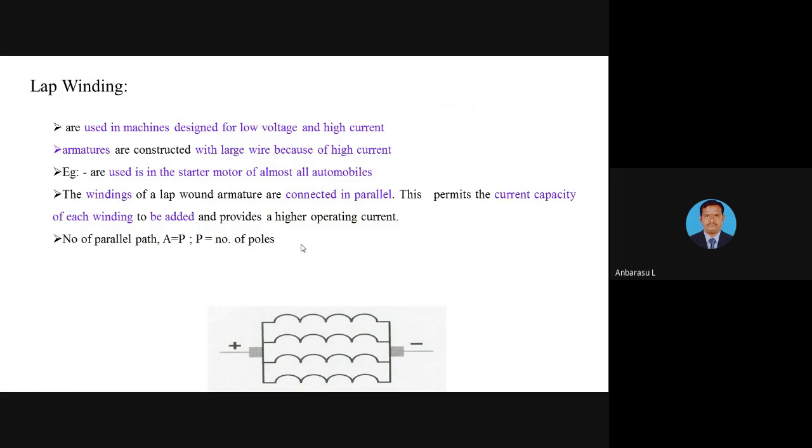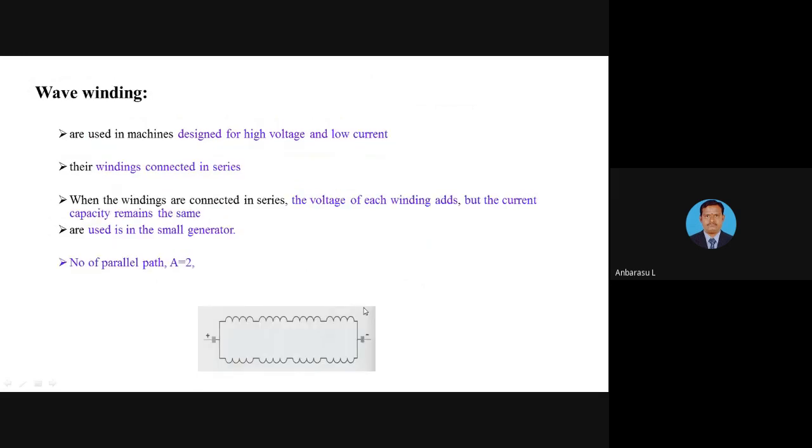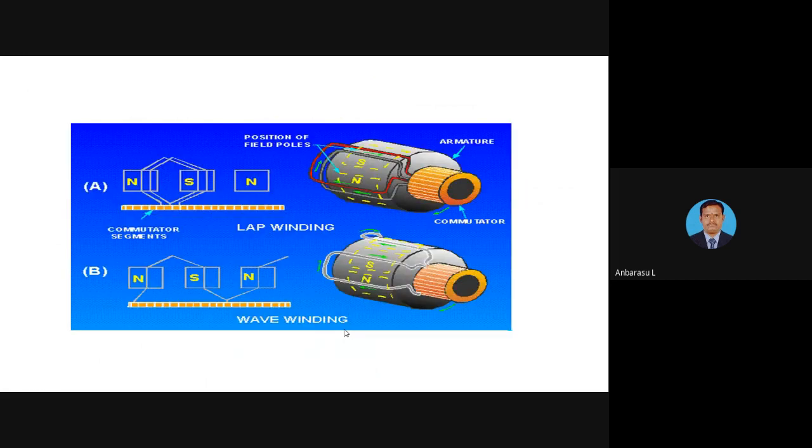Here in lap winding, A equals P, the number of poles. This is the setup behind the lap winding. Wave windings are used for machines designed for high voltage and low current. For high voltage and low current purposes we can prepare the wave winding. Here in wave winding the number of parallel paths equals 2 only. This is a 4-pole machine, but the number of parallel paths is A equal to 2 only. This is the setup behind lap winding and wave winding.